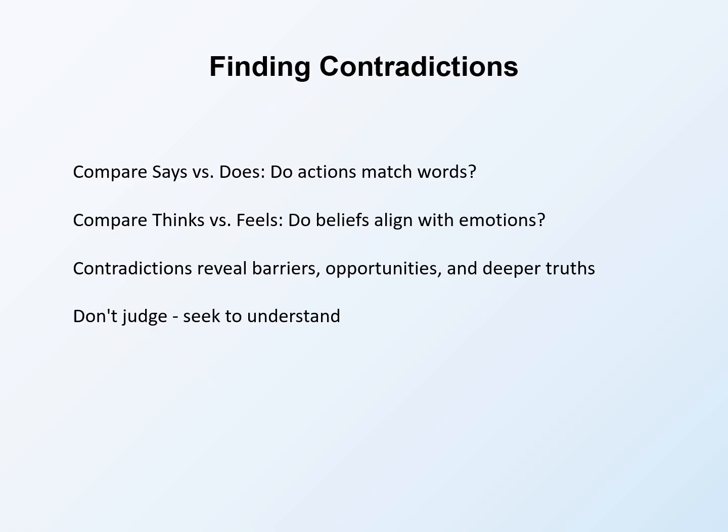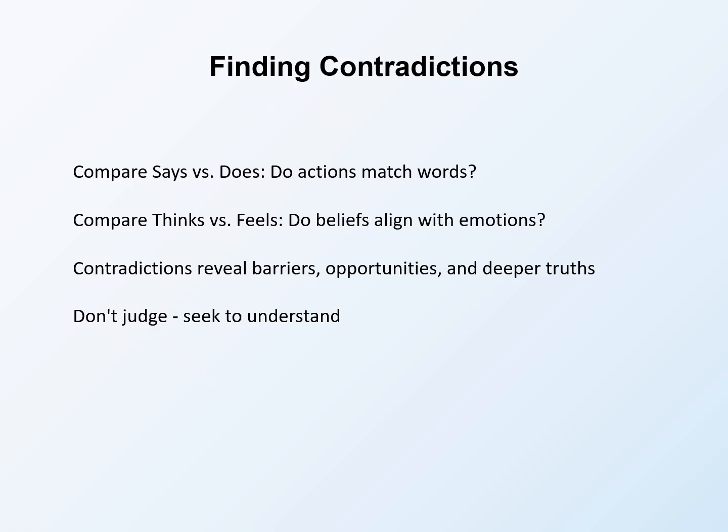Here's where empathy maps become powerful. Look for contradictions between quadrants. Compare says versus does. Do people's actions match their words? Someone says health is my top priority but doesn't attend scheduled appointments. That contradiction is interesting. What's getting in the way?